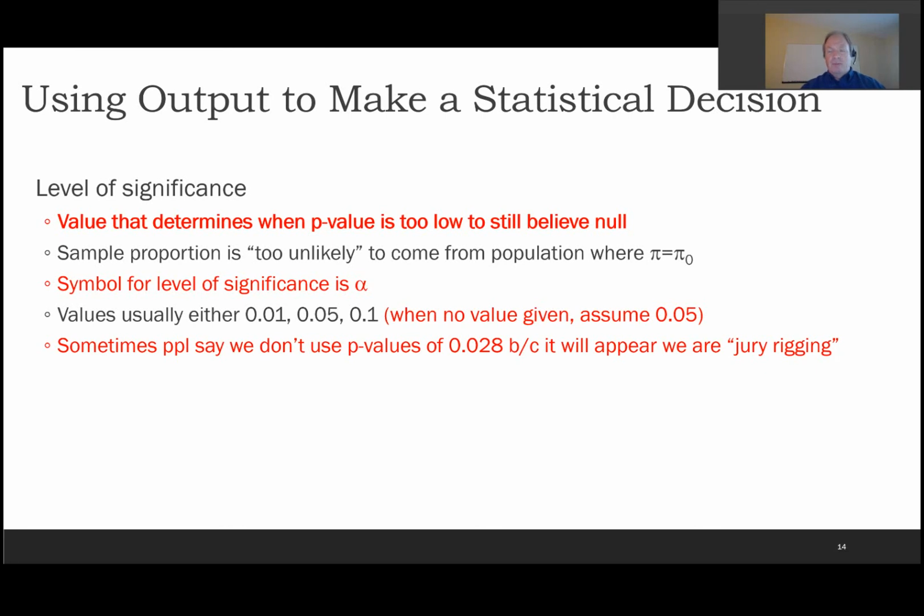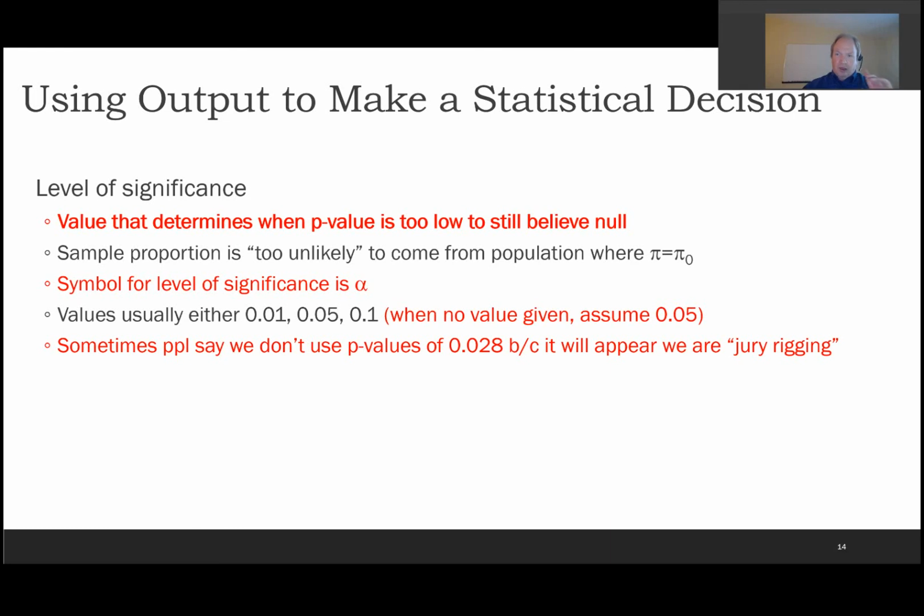Sometimes people say, and this is said in the book, that we don't choose weird values like 0.028 because it would appear that we're jury rigging our results. We happen to choose a value that's going to cause our results to be significant. In reality, people don't say that. The real reason is there'd be no basis for choosing a really strange number like 0.028. 1%, 5%, 10% tend to fit the bill in most applications.